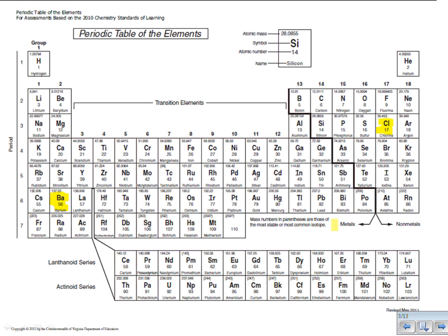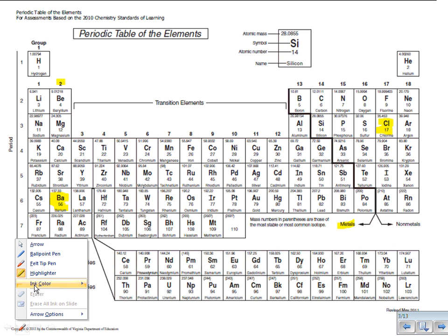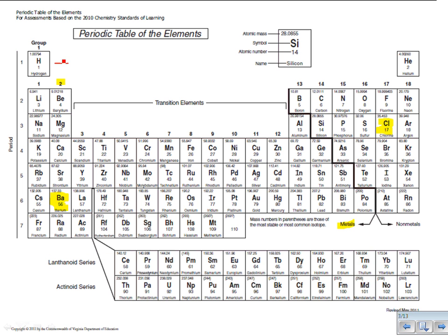So I know Ba. What do I know about it? It's a metal. It is an alkaline earth metal in group 2, and those alkaline earth metals will form a +2 cation. Chlorine is a nonmetal. It is located in group 17. It is one of our halogens, and those halogens always tend to gain an electron to form a -1 anion.